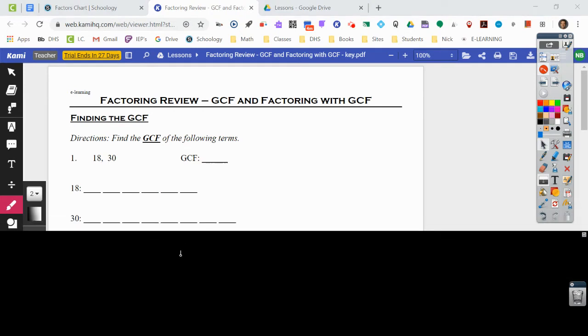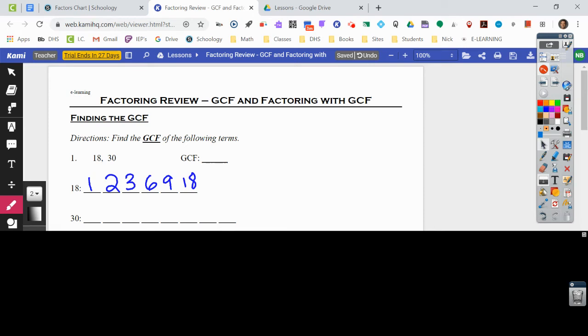So 18 and 30. We had to find the factors of 18 first. Remember, we want to keep them in order and keep working from the outside in. So we have 1 times 18 is 18. We have 2 times 9 is 18. And we have 3 times 6, which is 18. So we have 6 factors for the number 18.